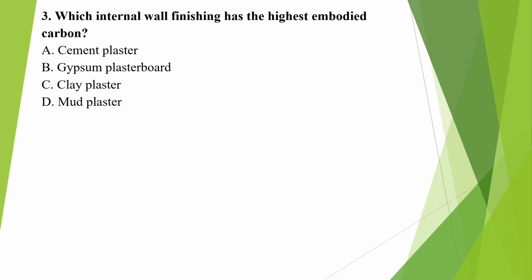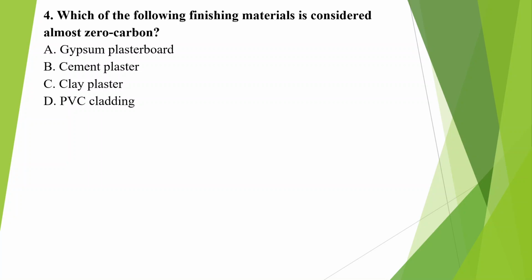That's the correct answer. Let's move to the fourth question without much delay. Here's the fourth question in front of you all. Which of the following finishing materials is considered almost zero carbon? This is a very good question. You should be able to identify this so that you can incorporate such materials in further building design or recommend them to someone. Let's see who can answer it correctly. If he or she has gone through the lecture slides very well, then he or she can easily answer question number 4.